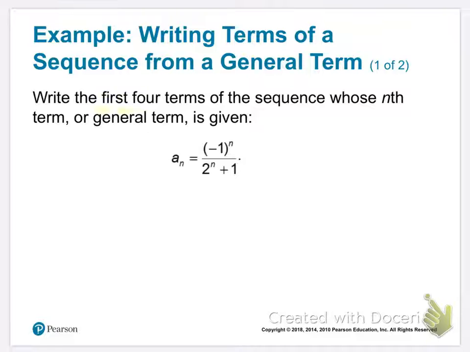Example 2 is just like example 1. They want us to write out the first four terms of the given sequence. So we're going to do A sub 1 first. A sub 1 equals negative 1 to the 1 all over 2 to the first plus 1. Well, negative 1 to the 1 power is negative 1. 2 to the 1 power is 2, plus 1 is 3. So negative 1/3.